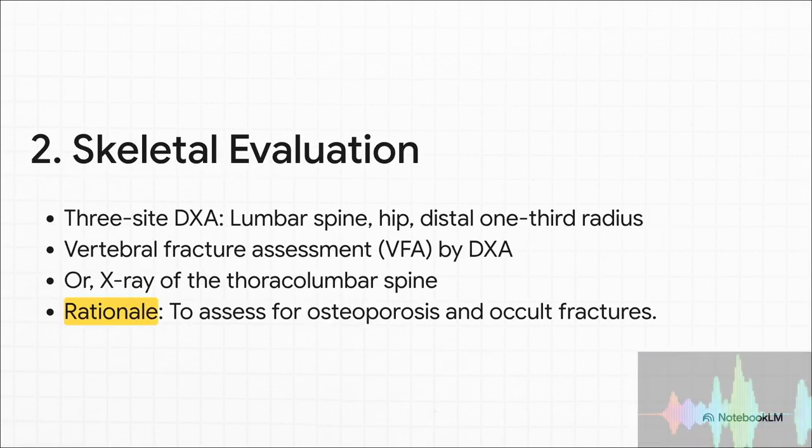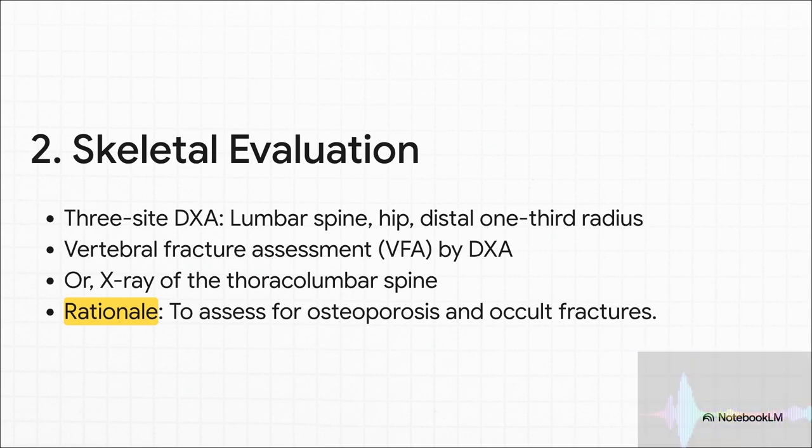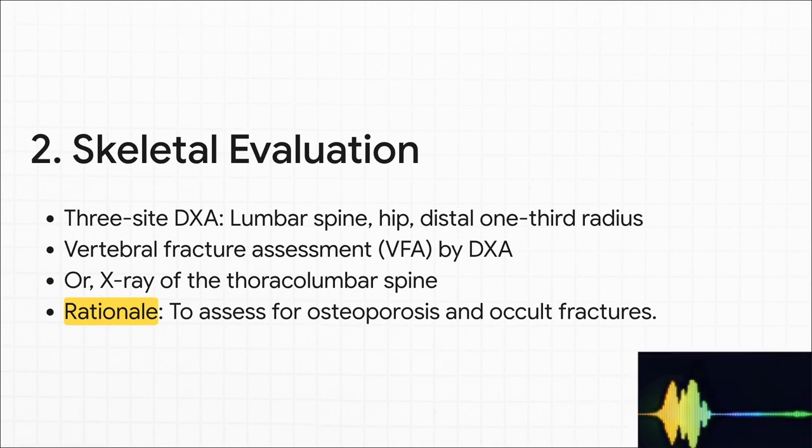Next up, we look at the skeleton, because let's be real, PHPT can be a silent thief, just quietly eating away at bone. The guidelines are super specific here. You need a 3-site DXA. That means lumbar spine, hip, and, this is crucial, the distal 1/3 radius, because it's packed with the cortical bone that PHPT loves to target. Then you have to go hunting for those hidden vertebral fractures, either with a VFA or a spine X-ray. Finding a fracture changes everything. It's a clear green light for surgery.